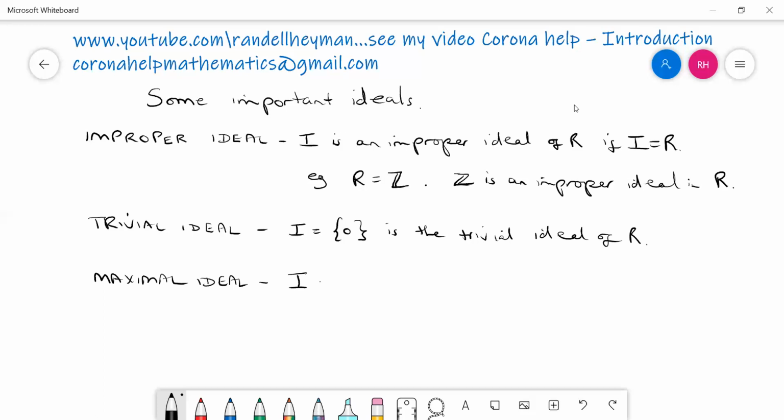Maximal ideal. I, in this case, has to be proper, it can't be improper. So the ideal cannot actually equal the ring. I is a maximal ideal if, let me just write it out and then I'll explain it.